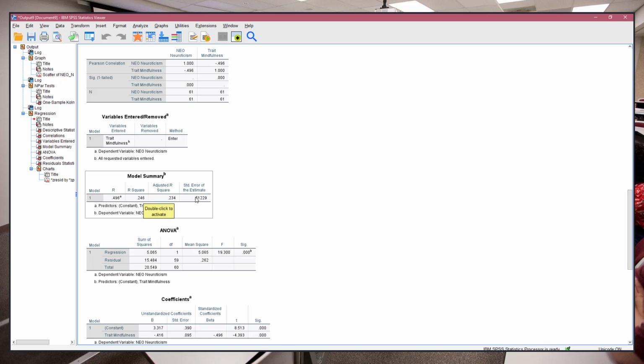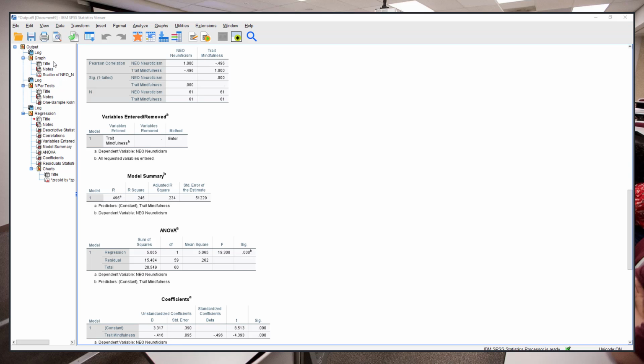And then here is the standard error of the estimate of our model. So we computed this by hand in the lecture video on simple linear regression. But this is telling us how much this model tends to be off on average in its prediction. And so we tend to be off about 0.51 units when we're making a prediction on average.